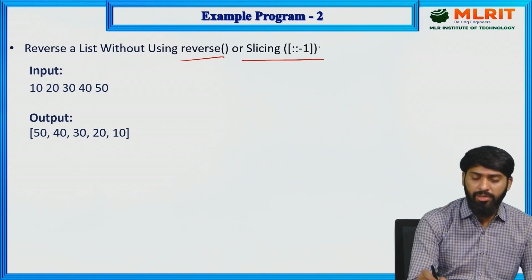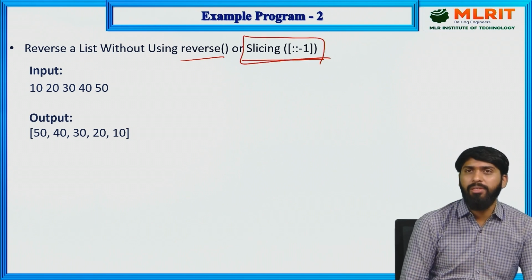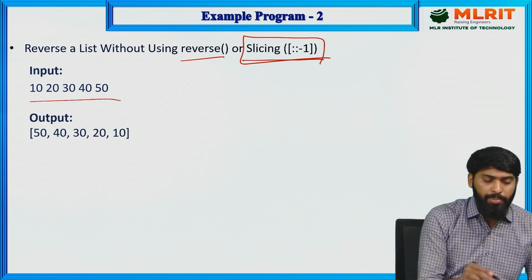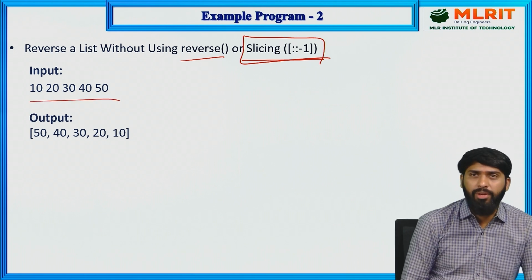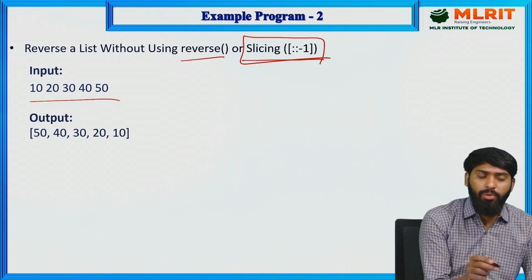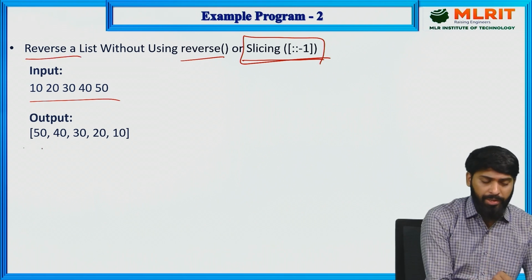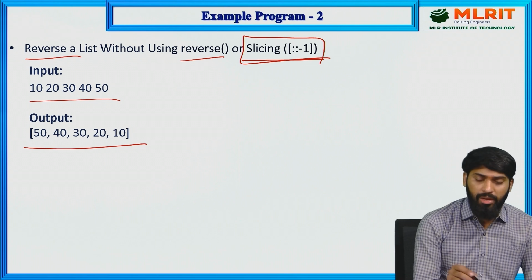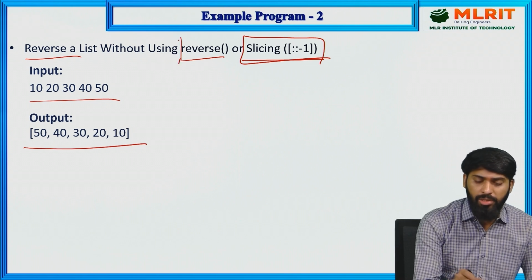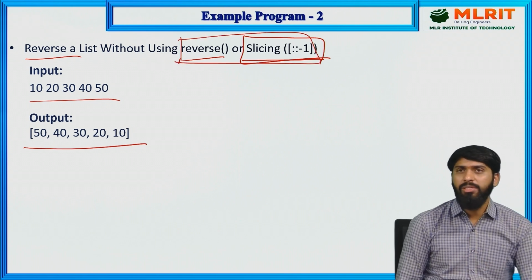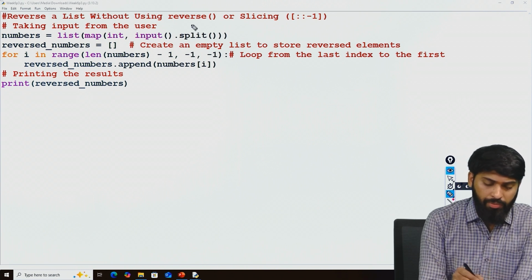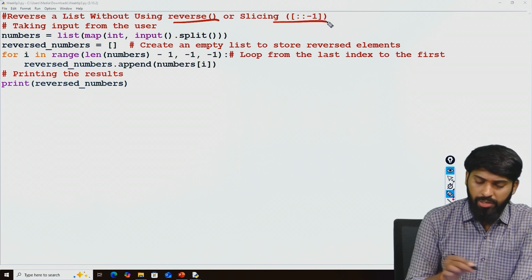Okay. Program 2: reverse a list without using the reverse function or slicing. This slicing function we use to print the elements in reverse order. Now this is the input: 10, 20, 30, 40, 50. Here we are writing the program for reversing. The expected output is 50, 40, 30, 20, 10. Here we are going to write it without reverse and slicing. So this is the program to reverse a list without using reverse or slicing.